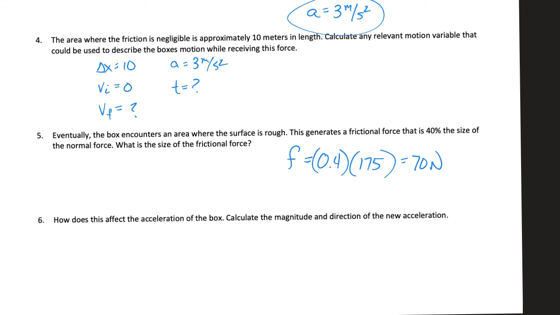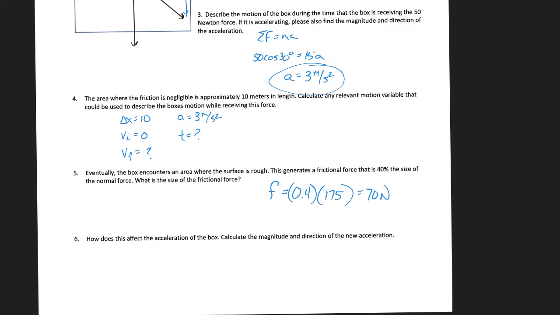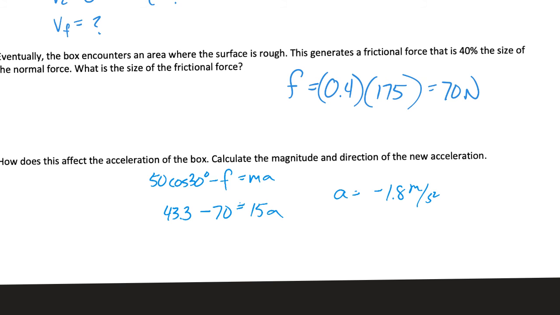How does this affect the acceleration of the box? I don't know. I'll have to figure it out. But I'd argue that there's now a new force acting in the system in this direction. So it's horizontal. So I'm thinking it's going to be 50 cosine 30 degrees minus friction equals ma, which means 43.3 minus 70 equals 15 times a. That means a is negative 1.8 meters per second squared. That seems like the box is now slowing down. There's a new acceleration. It is in the opposite direction. That must be slowing the box down.